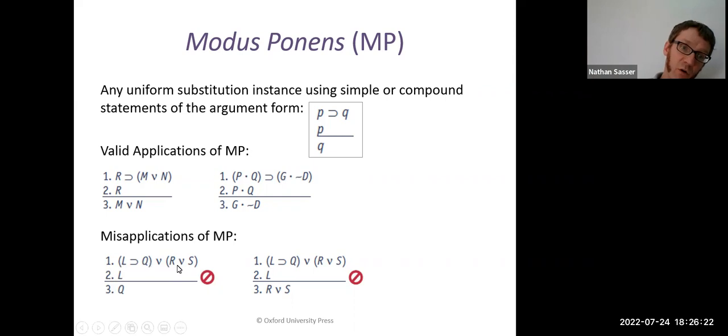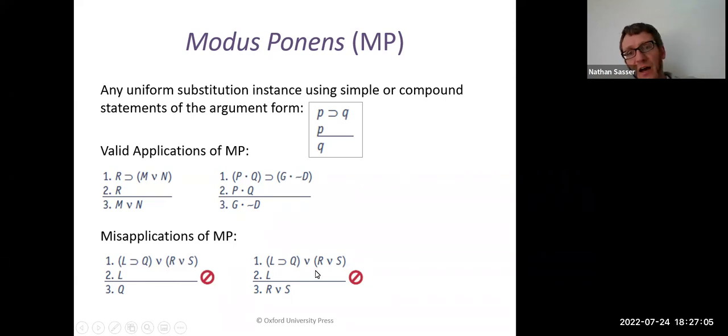Either if L then Q, or R or S. And then the second premise is L, and the conclusion supposedly is Q. But here's why that doesn't work. That would be true if all that we had in line 1 was if L then Q. But that's just part of line 1. Really, the main operator for line 1 is not a conditional statement at all. It's a disjunction. And you can't apply modus ponens on a disjunction. I mean, if that's the main operator, a conditional statement is not the same thing as a disjunction. So that does not follow.